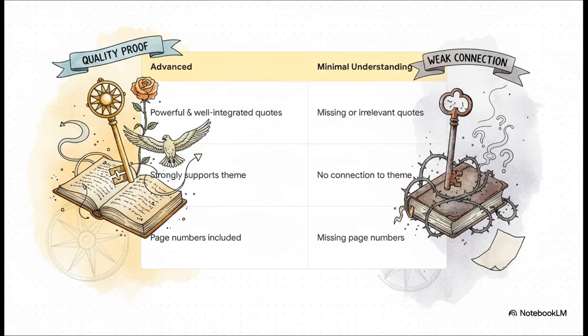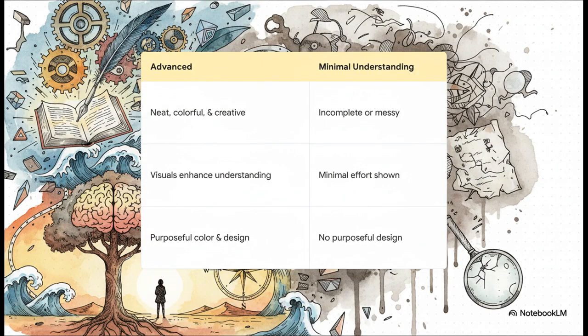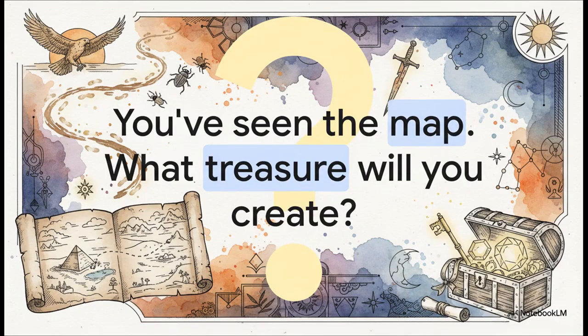It's all about quality. And you see the exact same thing when it comes to the visuals. Advanced isn't just about being a good artist, it's about being a smart designer. The rubric says your visuals and colors need to enhance understanding of the theme. They have to help tell the story, not just be decoration. That's the key.